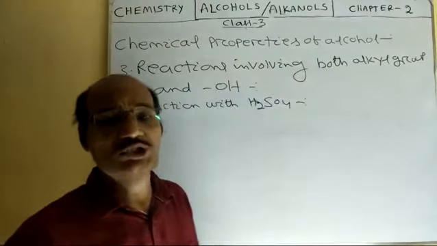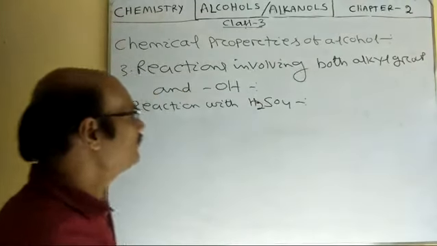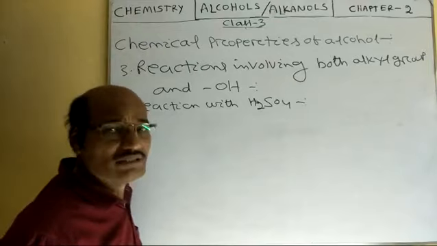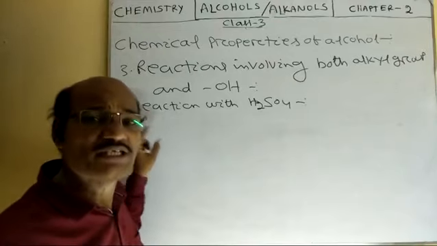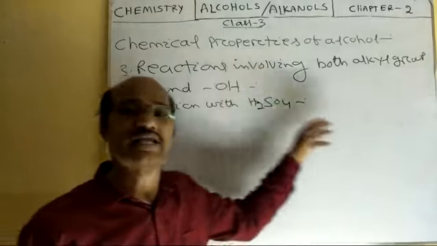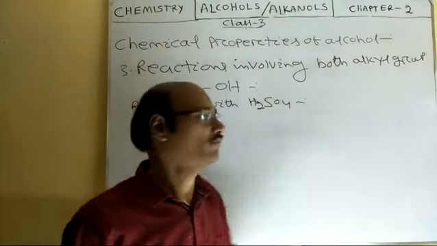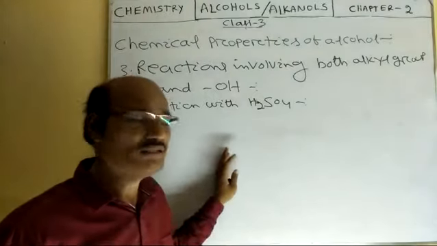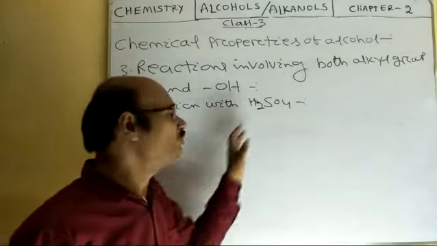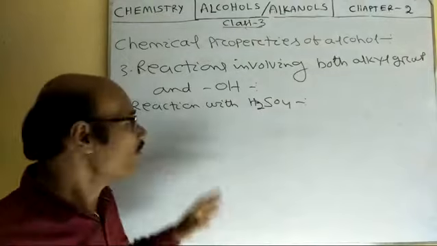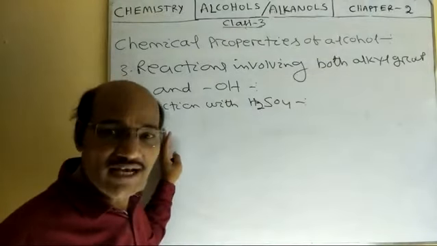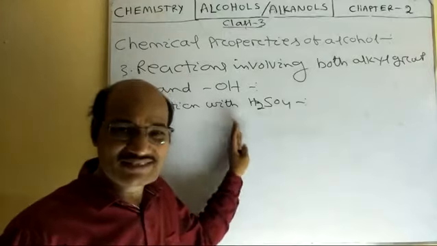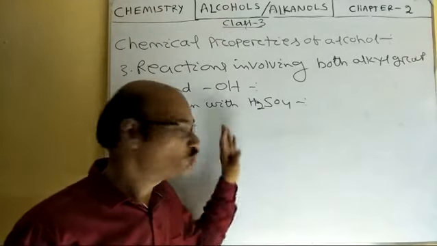Example, a reaction with sulfuric acid. See, alcohols react with concentrated sulfuric acid to give alkane, and also alcohols react with dilute sulfuric acid to give alkene. So different alcohols react with different concentrations of sulfuric acid to give your alkene.